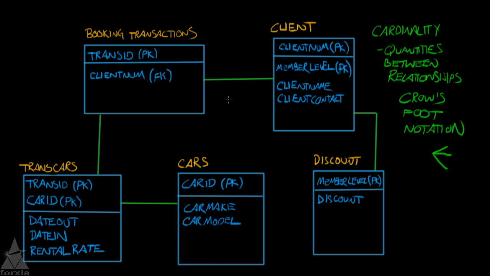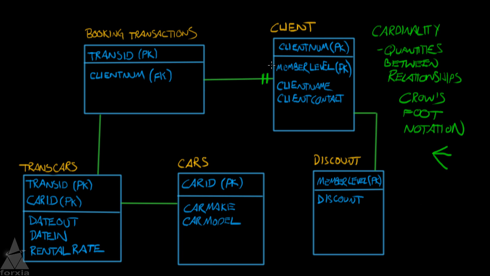So how do we apply this? Well, we take a look at using one of these entities as a reference. If we're looking at booking transactions, we have to ask, how many clients can we have? Well, we can have one client, and every booking transaction is only going to have one client. So that's why we put these two double sticks. That means one and only one. We can't have a booking transaction with multiple clients on it.